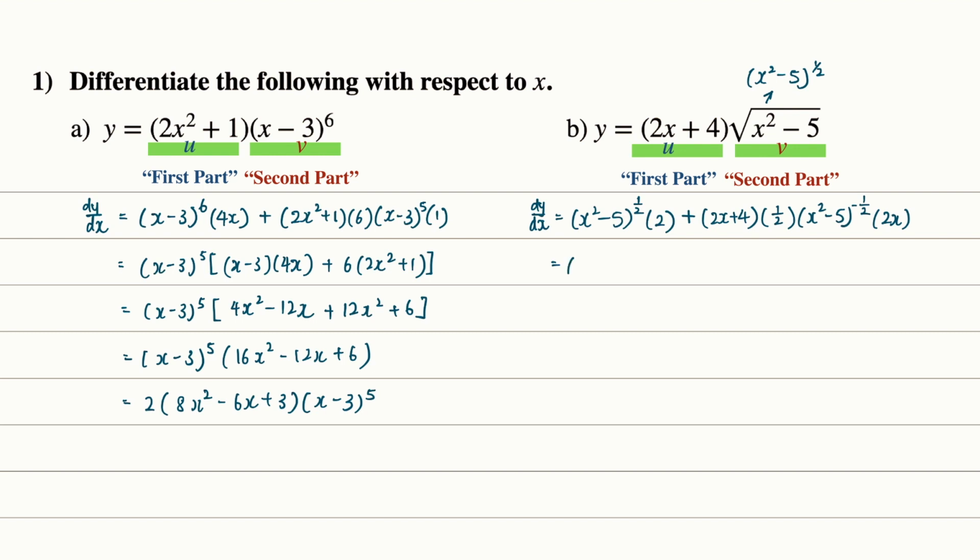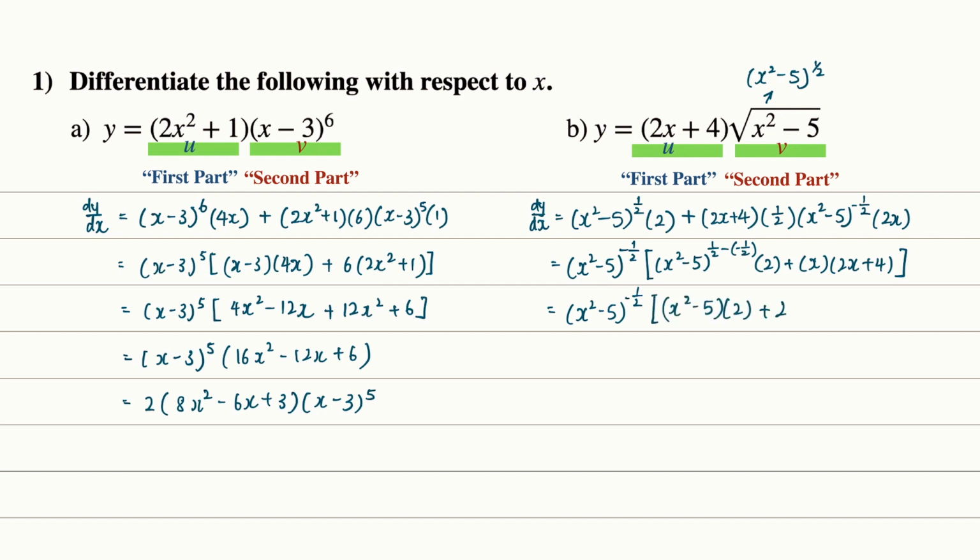We are going to factorize the smallest common term, which is (x squared minus 5) to the power of minus half. It will be multiplied with (x squared minus 5) to the power of half minus minus half, because we are dividing each term by (x squared minus 5) to the power of minus half, multiplied by 2x. We will have (x squared minus 5) to the power of minus half, times (x squared minus 5) times 2 plus 2x squared plus 4x. We will then have (x squared minus 5) to the power of minus half, times (2x squared minus 10 plus 2x squared plus 4x).